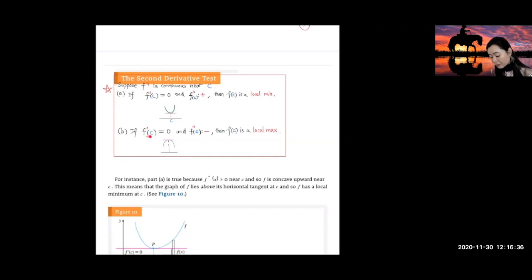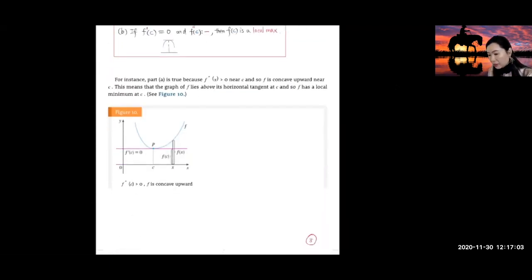Now, if f prime of c equals 0 here, and f double prime of c is negative, then near this point the graph will be concave down because the second derivative is negative. Then the function value here will be a local max. That is the highest point, right? So the function value f of c is a local max right here. That's called the second derivative test.